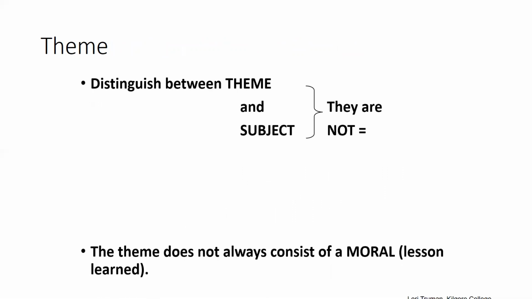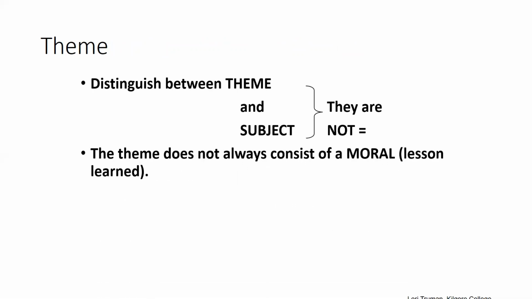Remember that the theme and the subject are not equal. The subject may be Deep South issues, or the subject of Kate Chopin's The Story of an Hour might be female entrapment. That's the subject, but what's the theme? What's the meaning behind it? And that needs to be in one sentence. It does not need to be one word.